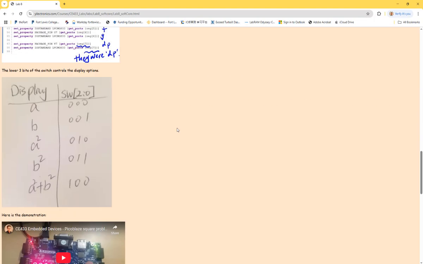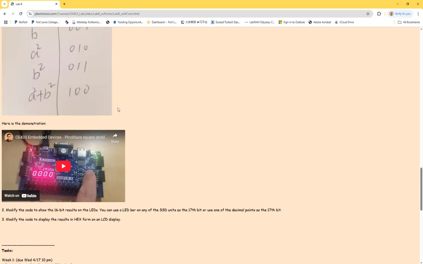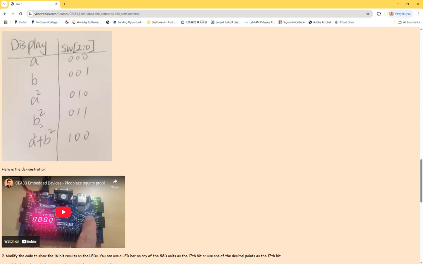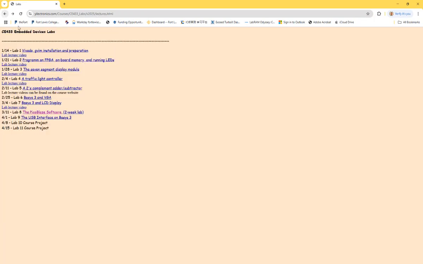It has an example in KCPSM3 assembly code for the problem of doing an addition for a square of the individual numbers, the bytes. And I have a demonstration posted to the lab's website. Keep in mind, it's a 2-week lab, starting from next Tuesday.